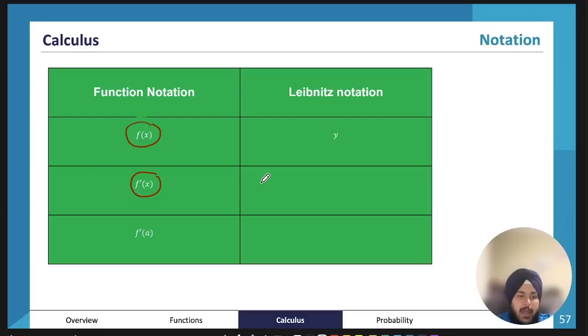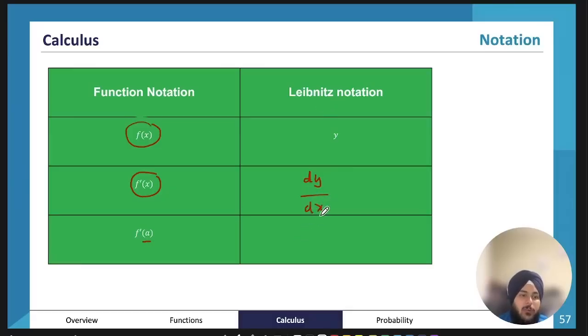Next, let's just say we're trying to work out the gradient at a particular point, we can substitute that value like this. So we can just write f dash of a, and that's literally it. For y, so if we have something like y equals something, how we denote the derivative is dy on dx. So that's how we denote the derivative.